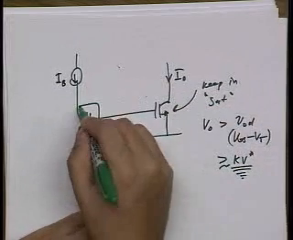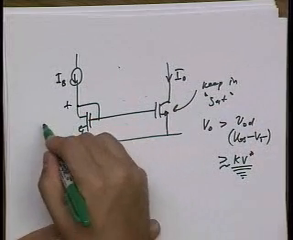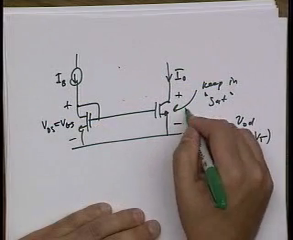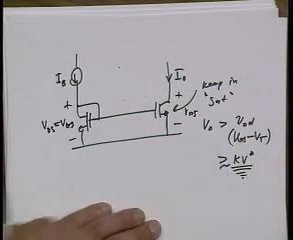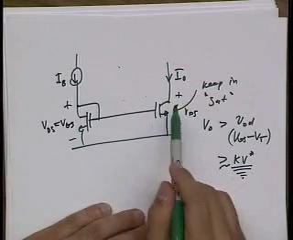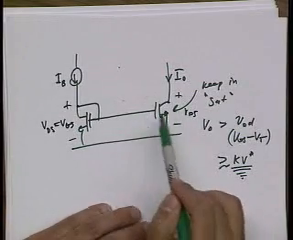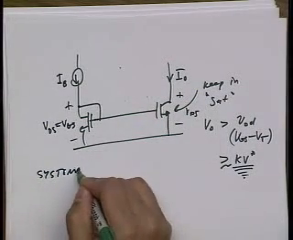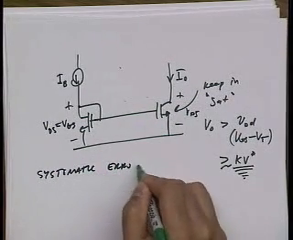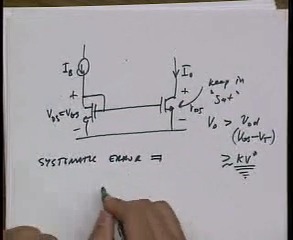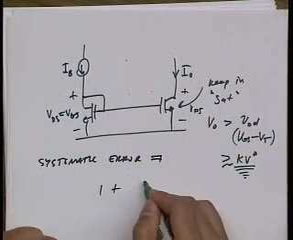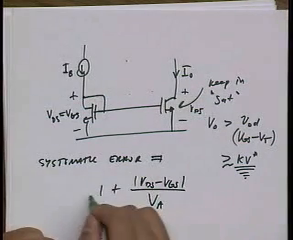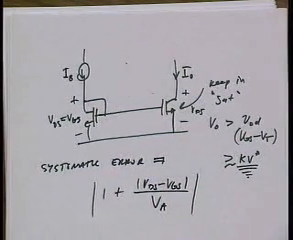So this device is operating at a constant VDS equal to VGS. This device, though, has a VDS that can vary all over the place. And because it has finite output resistance, its current is going to vary. So there is a systematic error which is on the order of 1 plus, let's say, VDS minus VGS over the early voltage. Okay?